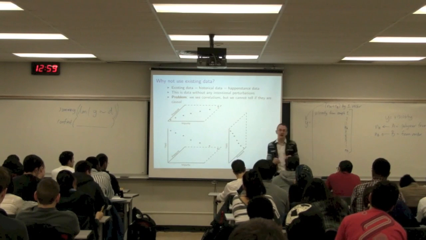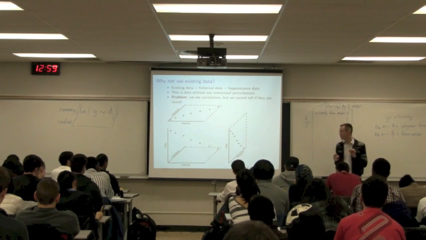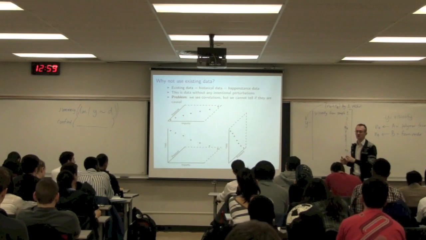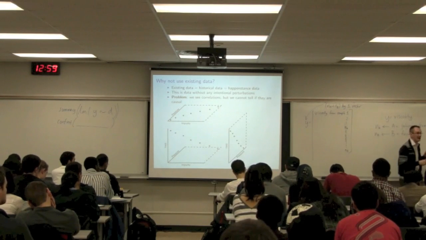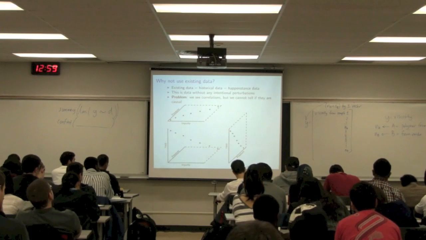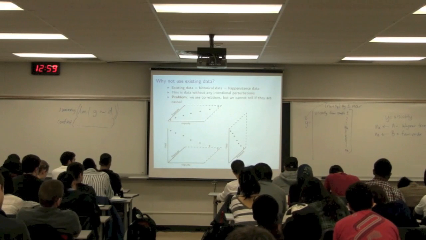The only way to break correlation is to run an experiment. That's why we have to do experiments. If you're relying on happenstance data or your historical data, all you're going to see is correlations.